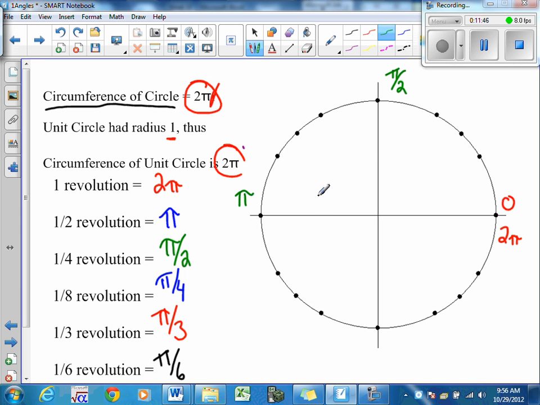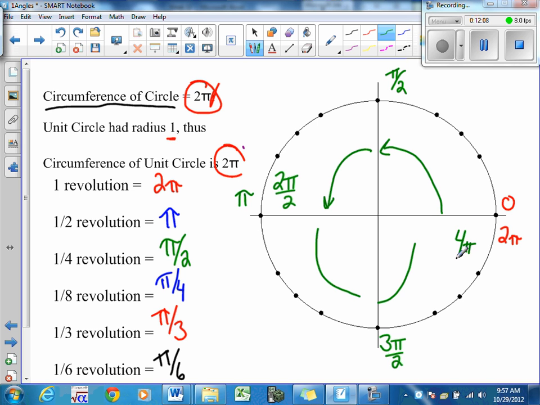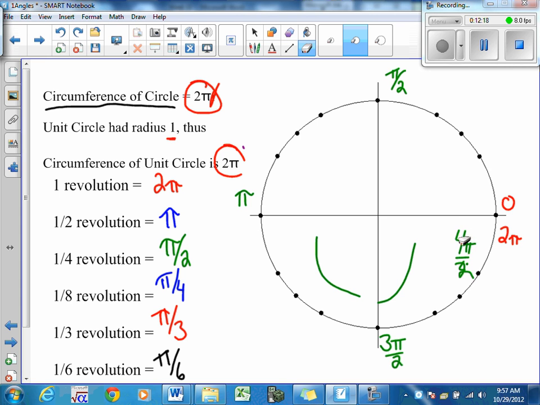But let me get you to think about it a little bit different way. This is pi over 2. This now is 2 pi over 2, which is just pi. This is 3 pi over 2. And finally, one more time, 4 pi over 2. Now you can see, we really don't need 2 pi over 2 because we've already got that at pi. We don't need 4 pi over 2 because that's already at 2 pi. But we do need 3 pi over 2.